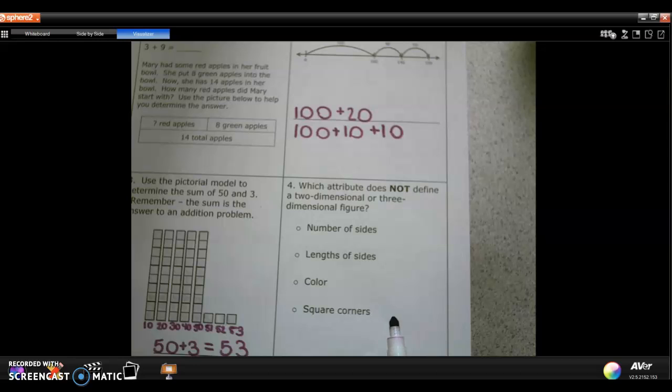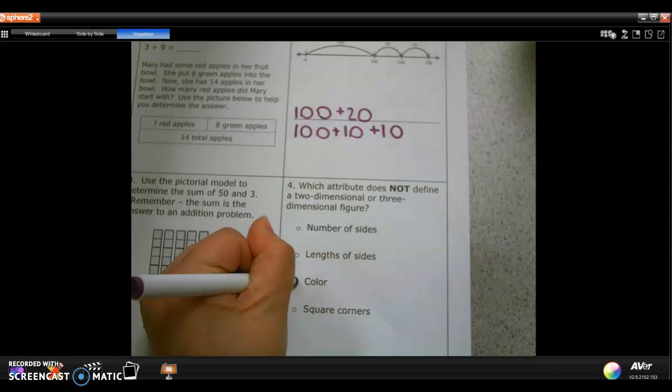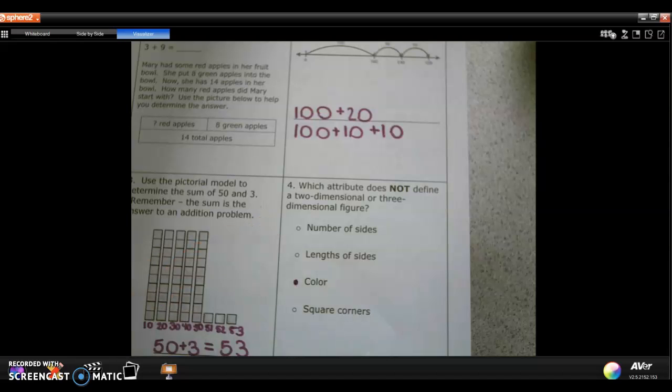Length of sides, do we look at our length? Is that attribute of a 2 or 3-dimensional figure? Are the sides equal or unequal? Yes. How about color? Is color an attribute that defines a 2-dimensional or 3-dimensional shape? Color is not an attribute. Color does not matter. So I know that one does not define.